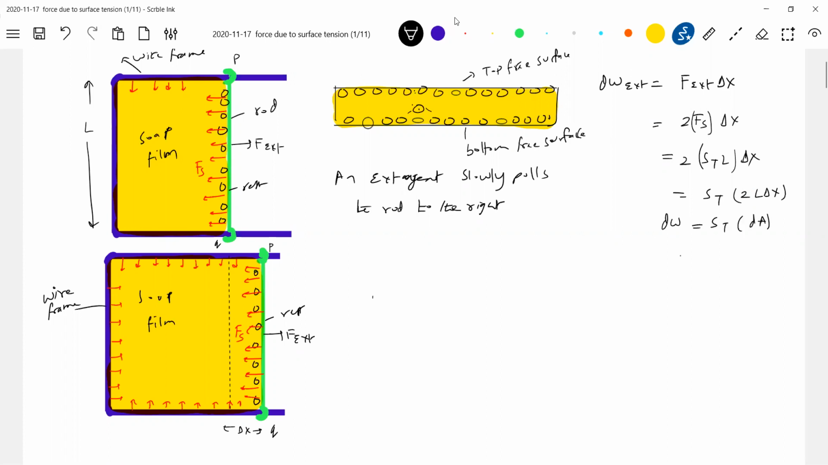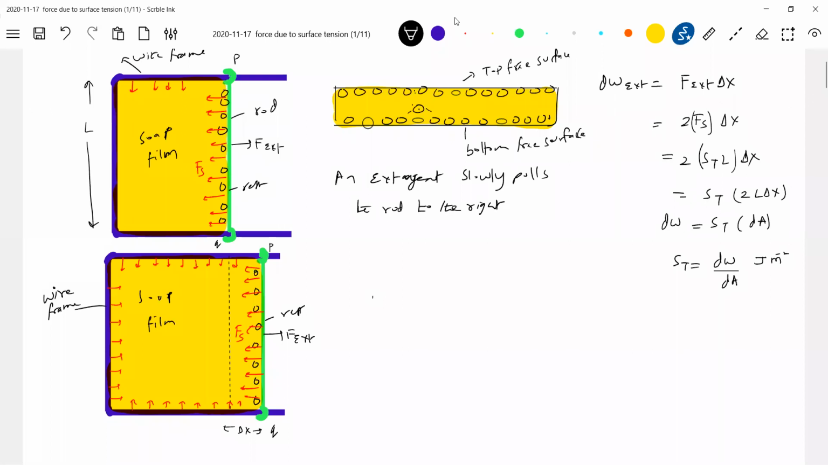I'll write it. So I'll bring one more definition. What is the surface tension? Work done per unit area, work done per unit area to increase the surface area. So now what is the unit for this? Joule per meter square. Work done is joule, area is meter square.